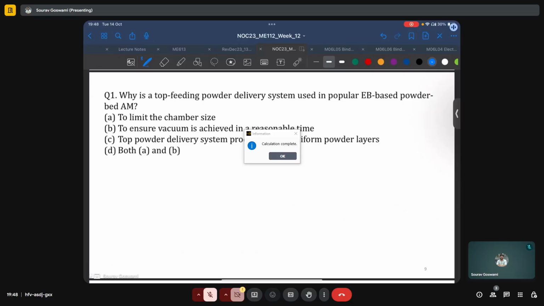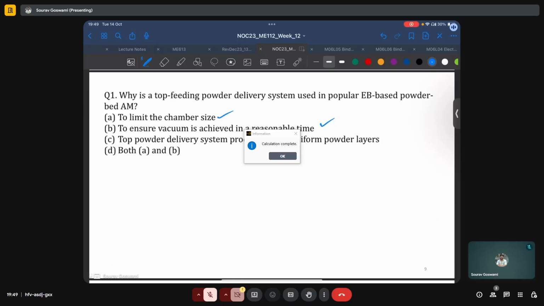Will the use of top feeding powder delivery system limit the chamber size? Well, this is correct. Even in the slides, we saw how by the use of top feeding, the overall size and envelope of the machine can be significantly reduced compared to a machine with bottom feeding. Second, now that the envelope of the machine and the chamber size are reduced, the vacuum can also be achieved in a more reasonable time. For larger volumes, it will take a very long time to achieve vacuum of sufficient level.